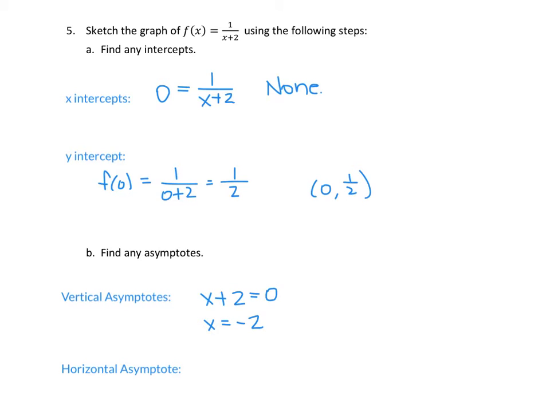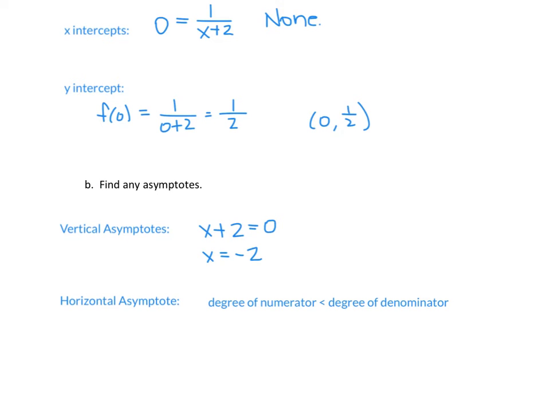Next, to find the horizontal asymptote, we look at the degree of the numerator and the degree of the denominator, and we compare those degrees. Here, the degree of the numerator is 0, and the degree of the denominator is 1. So in this case, the degree of the numerator is less than the degree of the denominator. So therefore, the x-axis, or the line y equals 0, is our horizontal asymptote.